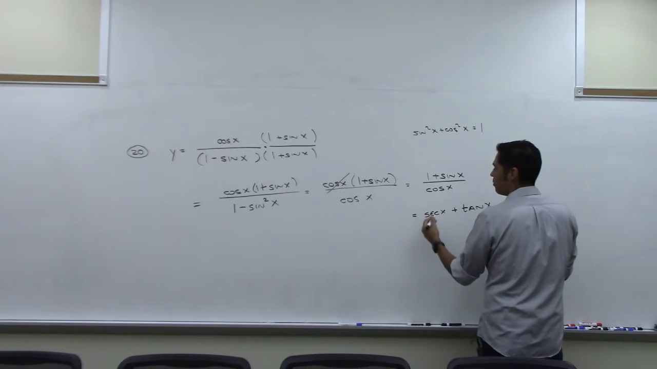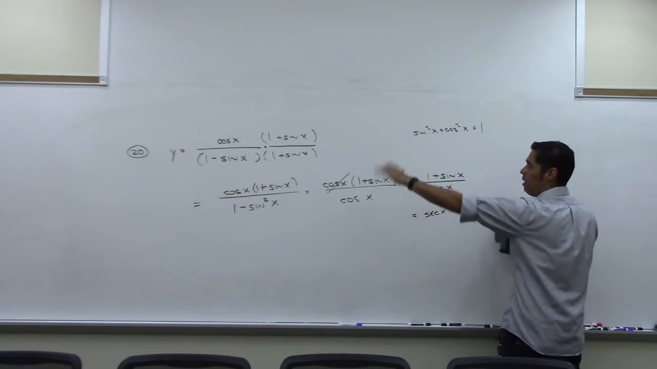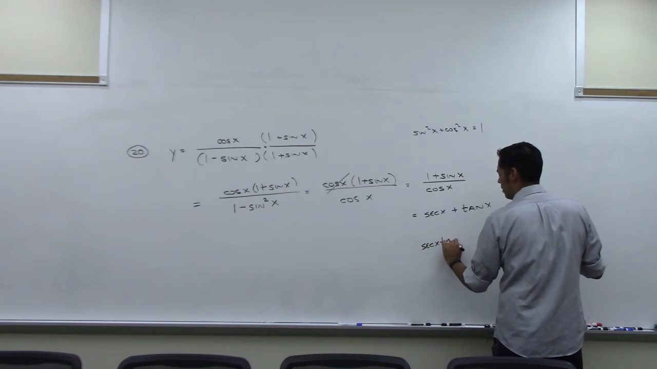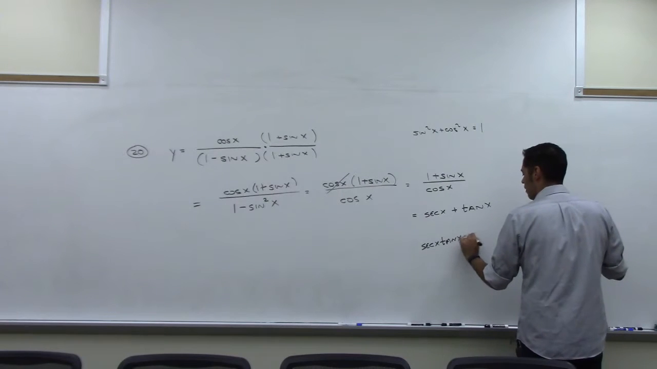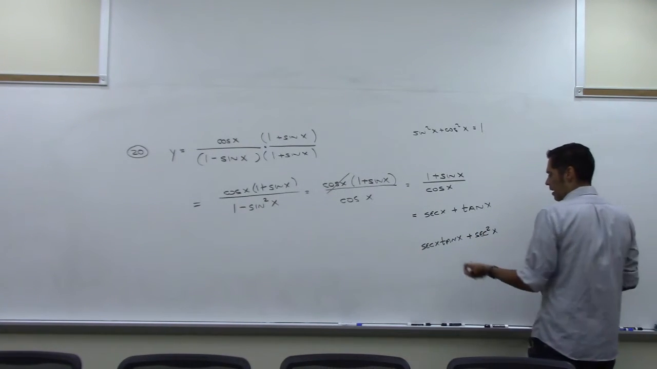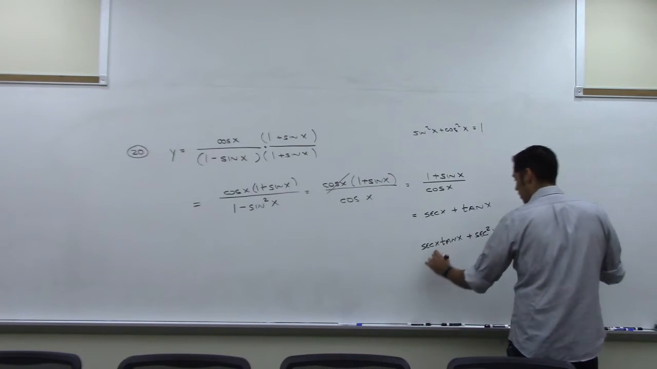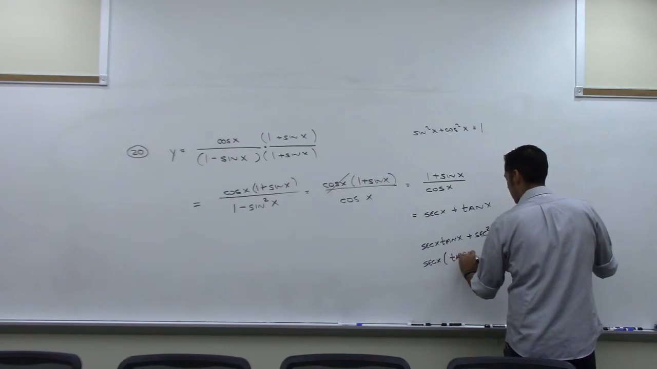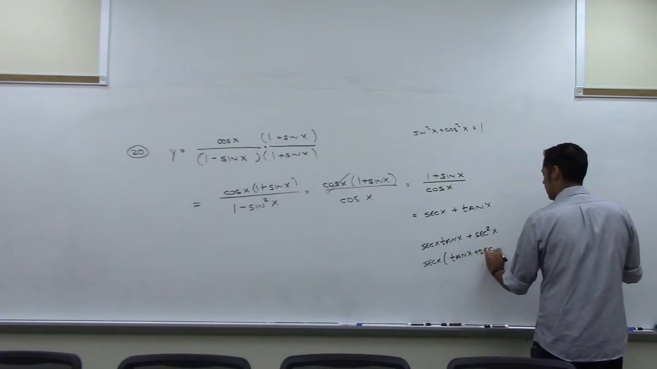And now if I take the derivative, right? This is just y rewritten. If I take the derivative, I get secant x tangent x, that's the derivative of secant x, plus secant squared x, which is the derivative of tangent. And I can factor secant out: secant x times tan x plus secant x.